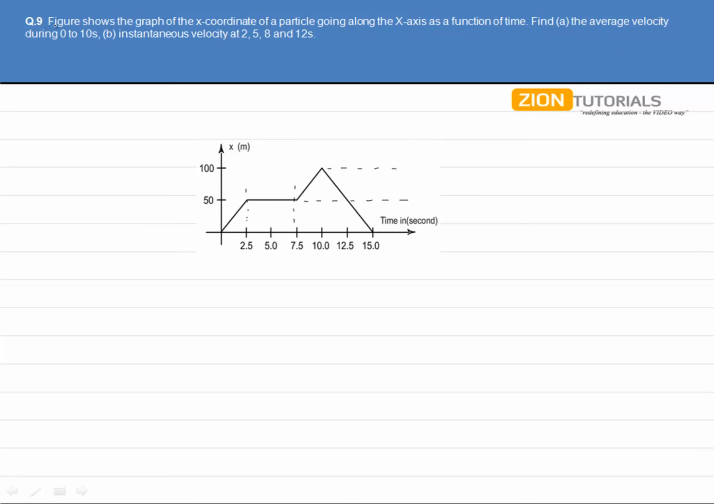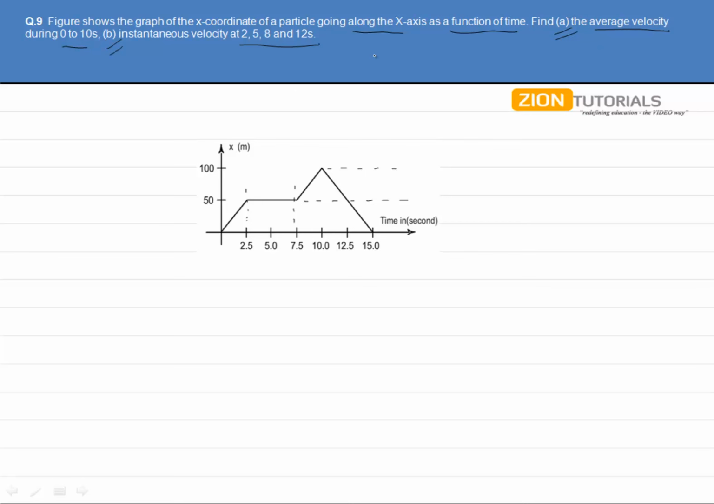As the question says, the figure shows the graph of the x coordinate of a particle going along the x-axis as a function of time. Find the average velocity during 0 to 10 seconds and the instantaneous velocity at 2, 5, 8 and 12 seconds. Now let us proceed with the A part of this question.